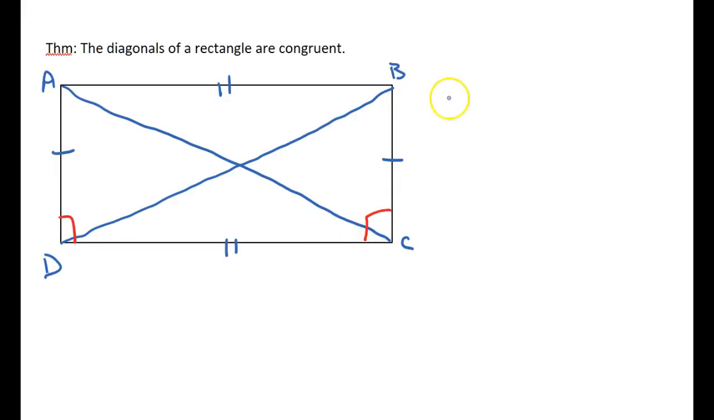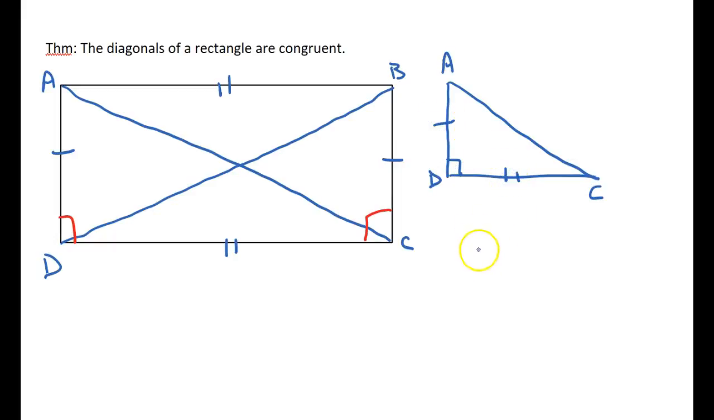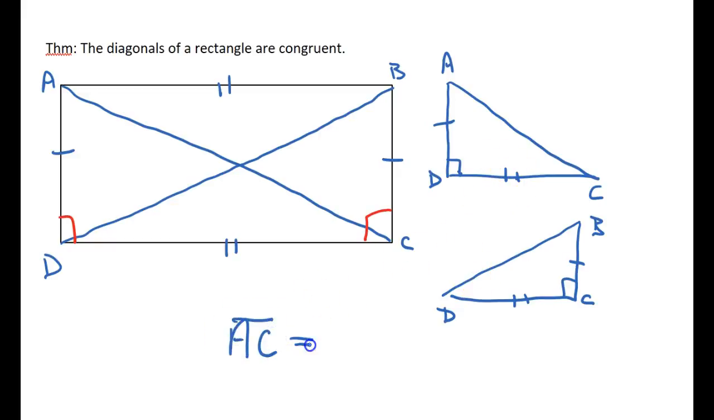So if I pull out triangle ADC, I've got that side and that side, and if I pull out triangle BCD, that side is congruent to that one up there in that angle. So I have side, angle, side. Do y'all see that? Side, angle, side. So therefore, by CPCTC, I can say that AC is congruent to BD.